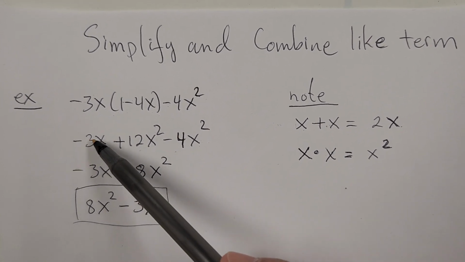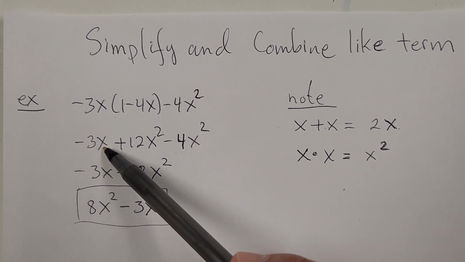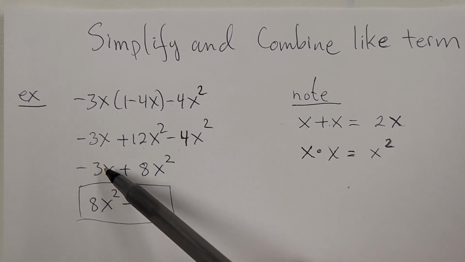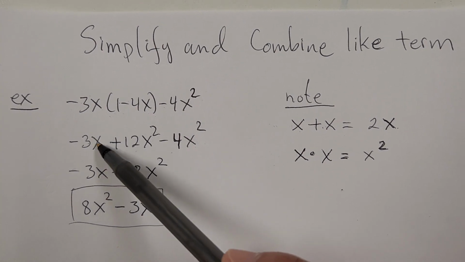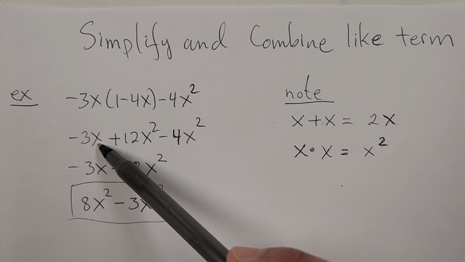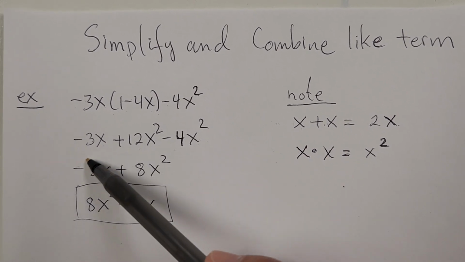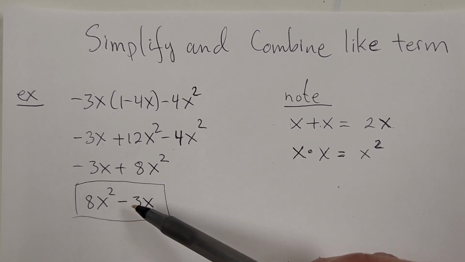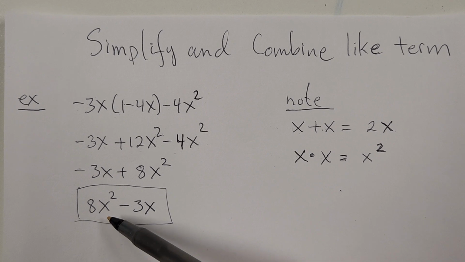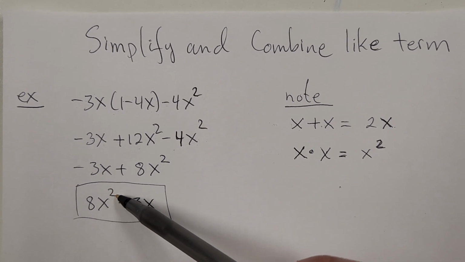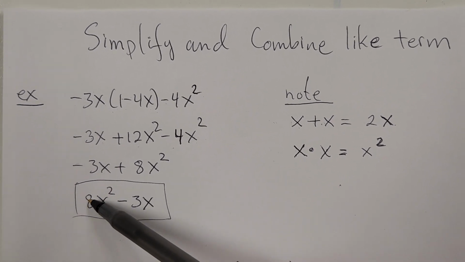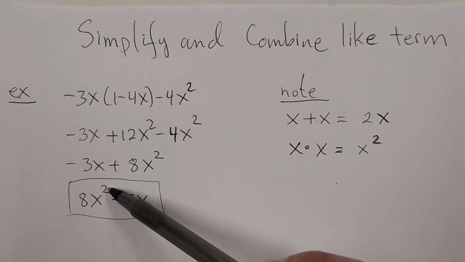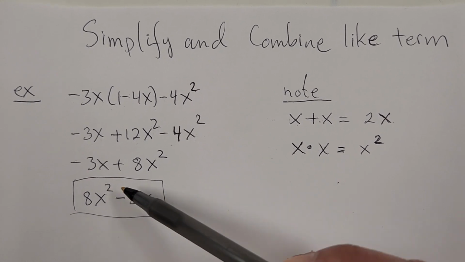And there's no other x by itself, so bring down the negative 3x. There's no other term that has x. So this right here is your answer. However, we want to make it nice and neat. Always write your answer with the biggest power first. So 8x squared is the biggest power, down to the smallest power.